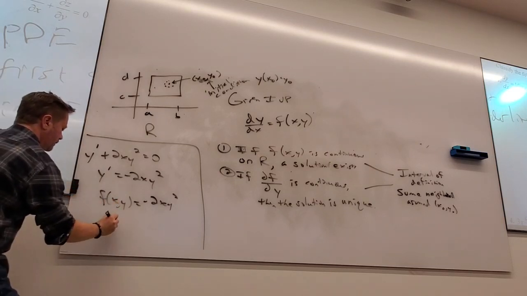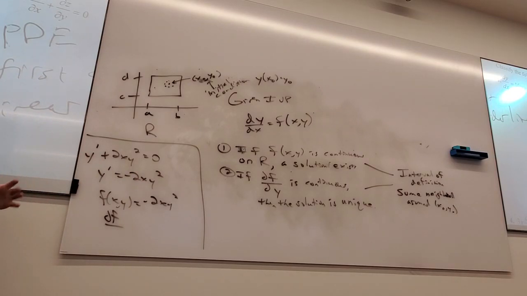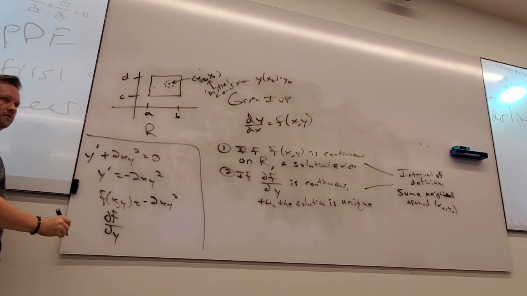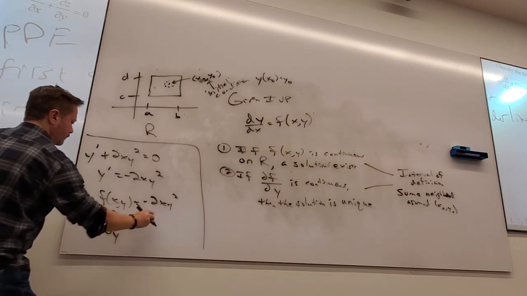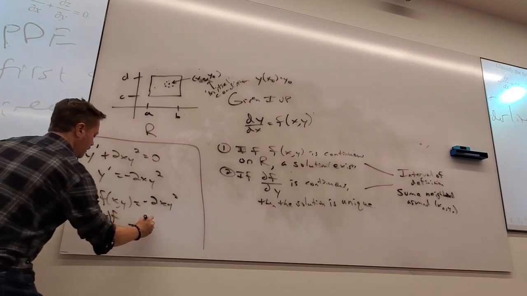If I treat x like it's a constant, that's all partial differentiation is. If I only let y change and I hold x constant, so that is a constant now, what is the derivative of this? Negative 4xy.